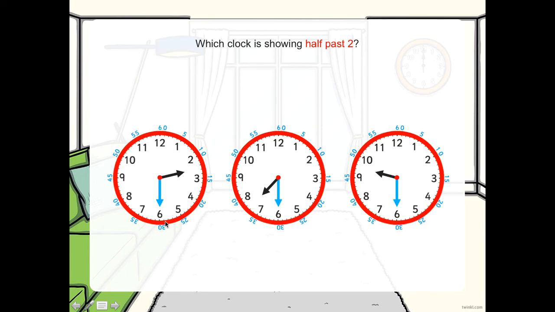This one says half past 2. It's half past because the minute hand is pointing to the 6. But it's half past 2 because the hour hand is just past the 2 on its way to the 3. It's halfway there.